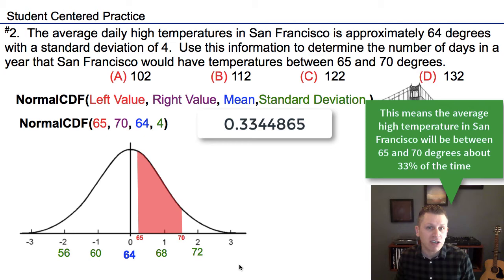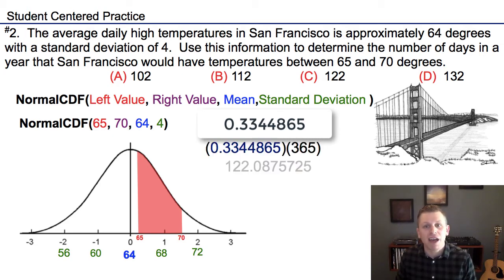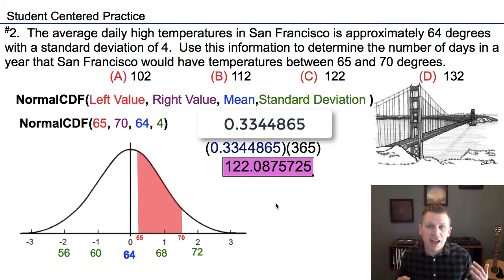But that's not what the question asked. It said, in a calendar year, how many of the days would be between 65 and 70 degrees? So I need to take this number and multiply it by the population, which in this case is 365 days. When I do that, I get an answer of about 122 days. Maybe that's a lot of the allure of living in San Francisco, is that 122 days of the year, you're going to have really nice, comfortable temperatures of between 65 and 70 degrees.